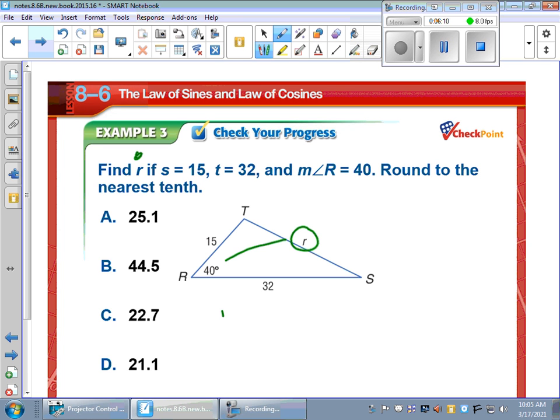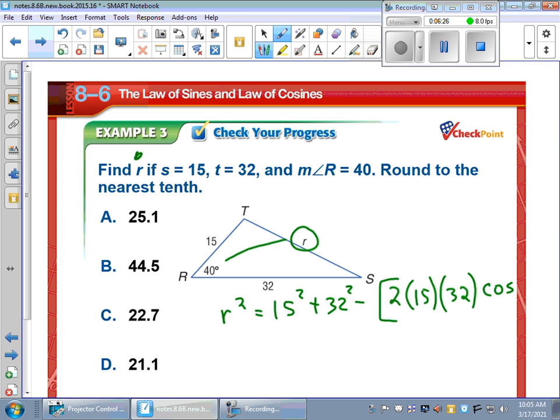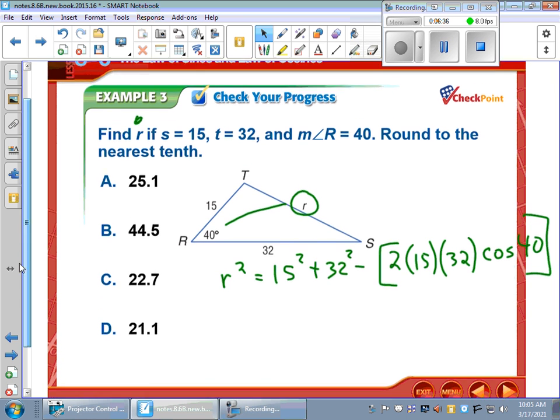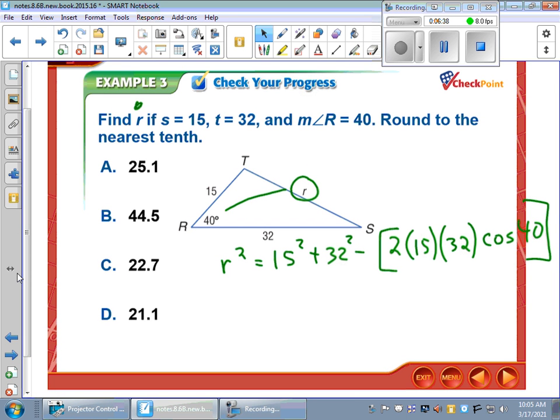We want r squared equals, and it doesn't matter what order you put this in, 15 squared plus 32 squared minus, you put this whole thing in a bracket, 2 times 15 times 32 times the cosine of 40. This is the law of cosines. Finish that bracket off for those of you that want to see that bracket. So again, that's how we set that up. Hopefully you can learn how to set that up. Now it's all calculator work.